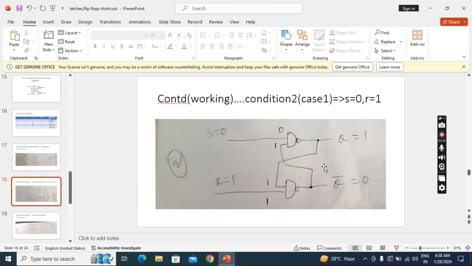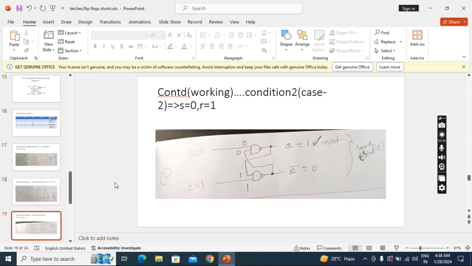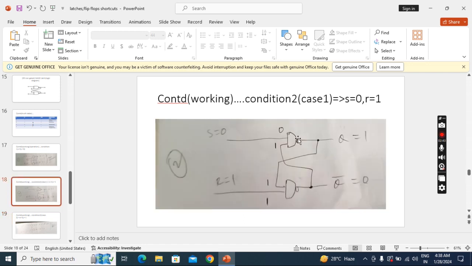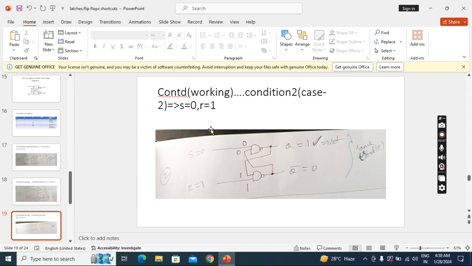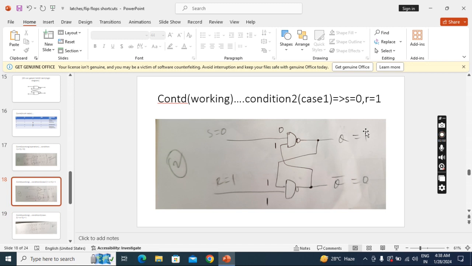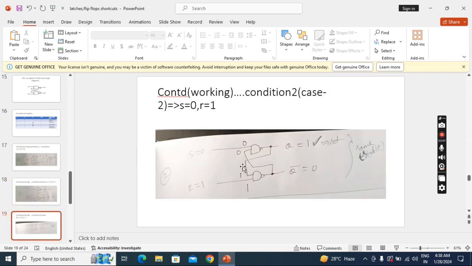Okay. So in the next case, this is the second condition only, but the second case will feed back the case 1 values. Then we'll check whether it is a stable output or not. See here, in the second condition case 2, my S 0, R 1 is the same. I feed back the previous values. What are the previous values? Q 1. This Q 1 will come here. So Q 1 came here.